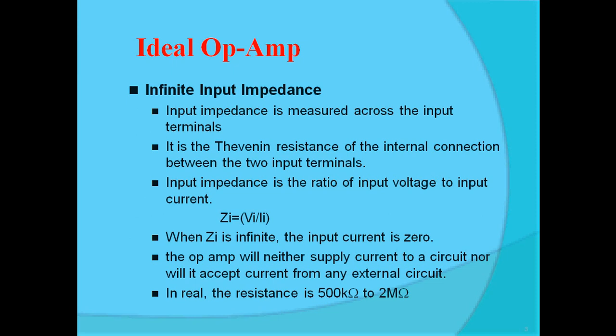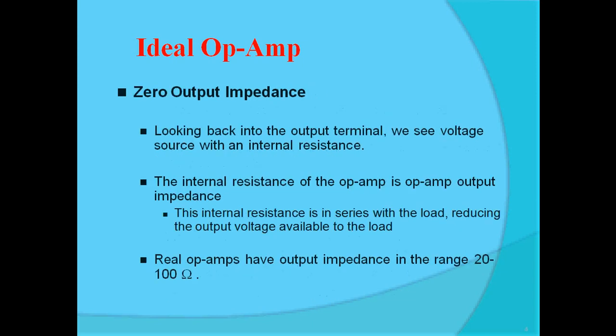So we'll see one by one. Infinite input impedance, how it is measured. It is the impedance measured across the input terminals, and it is the Thevenin's equivalent resistance of the internal connection between the two input terminals. Input impedance is nothing but the ratio of input voltage to the input current, that is Zi is equal to Vi by Ii. When Zi is infinite, the input current is obviously zero. The op amp will neither supply current to a circuit nor accept current from any external circuit. In real case, the resistance is 500 kilo ohm to 2 mega ohm.